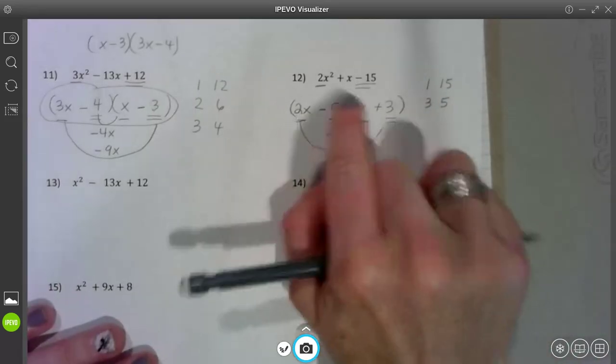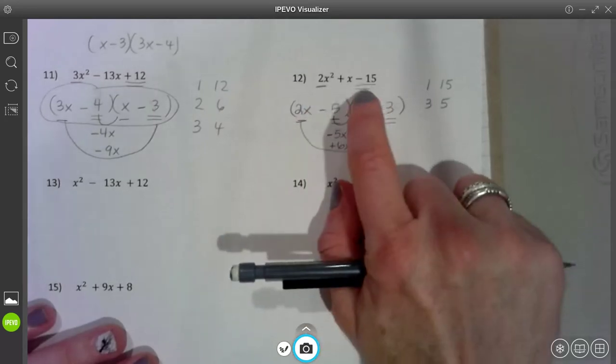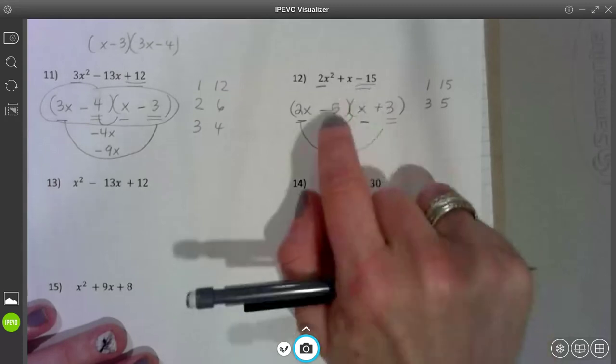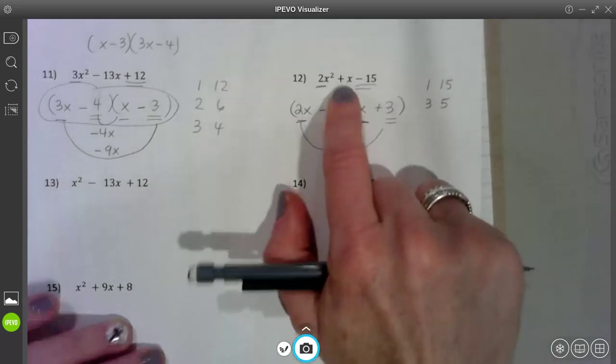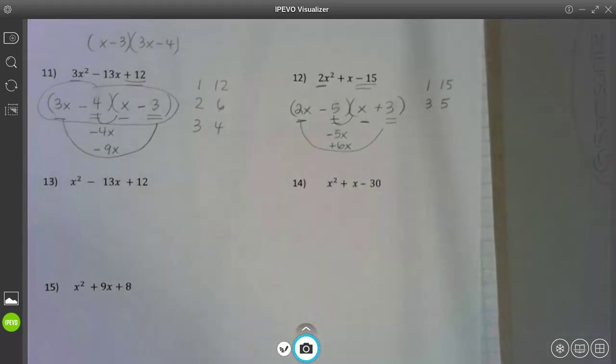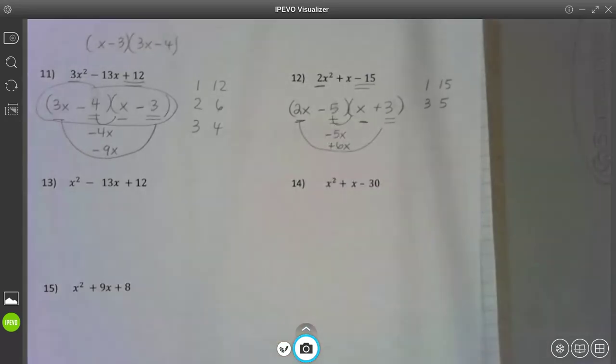Does 2x times x get you 2x squared? Yup. Does negative 5 times positive 3 get you negative 15? Yes, it does. And then do your rainbows, negative 5x and positive 6x, get you the 1x in the middle? Absolutely. So these are definitely the factors. These are definitely going to multiply to equal that expression.